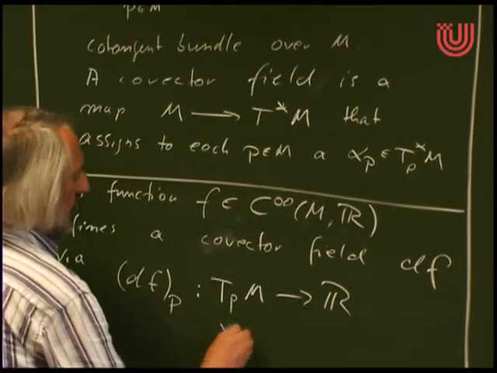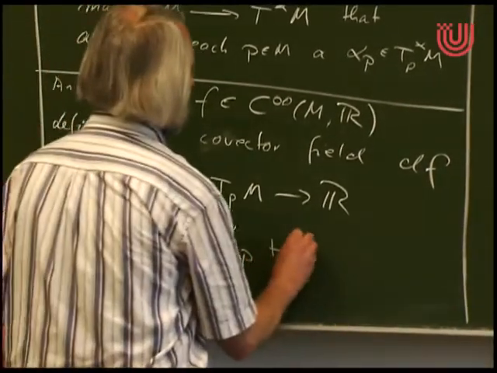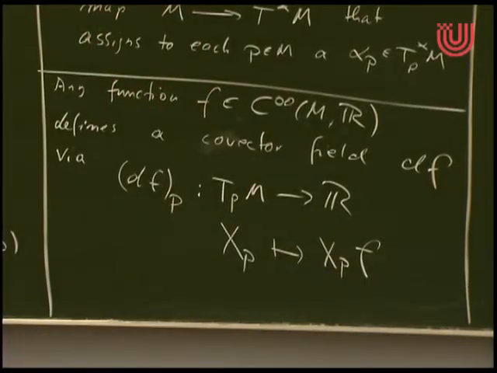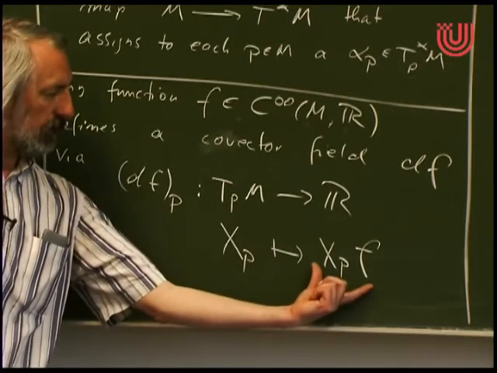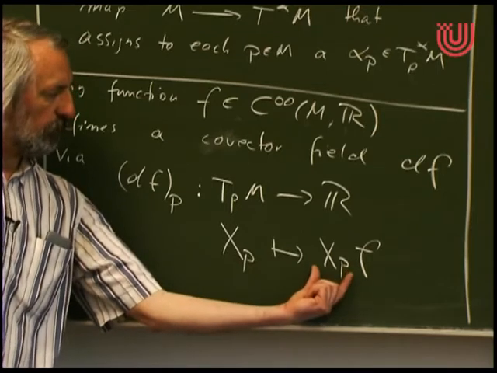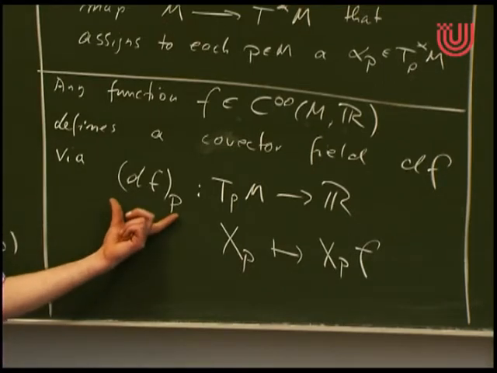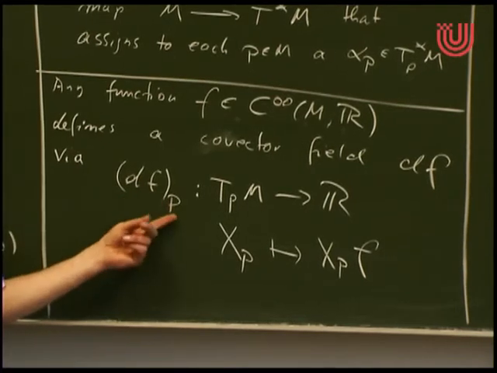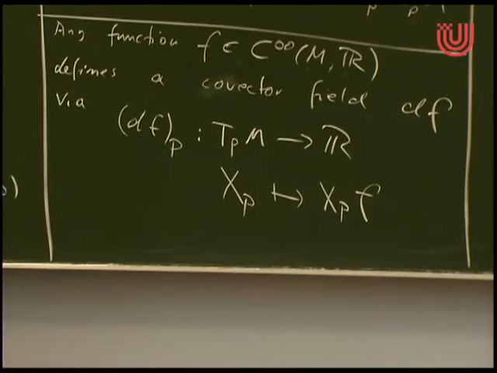So I have to tell you what it does to a vector X_p, and what it does is it applies X_p, which is a derivation, to the function f. That's well defined, right? For any X_p, I can calculate this thing. I can apply the operator X_p to my function f. This gives me a real number at each fixed point p. So for each p I get such a covector, and if I let the point p float over the manifold, then I get a covector field. And that's what we call the differential of f.